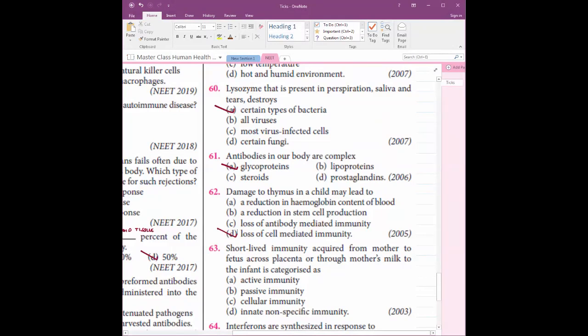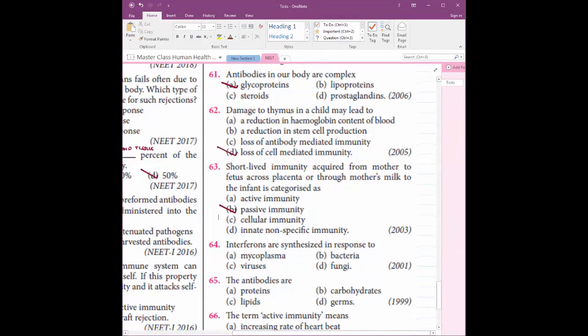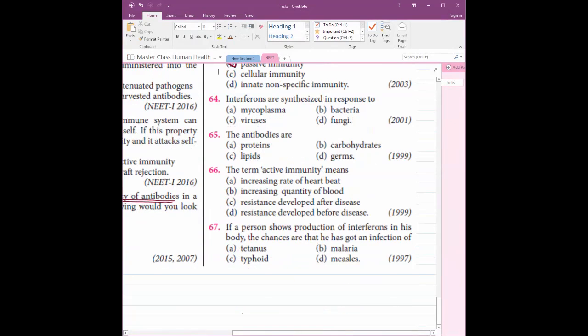Okay, short-lived immunity acquired from mother to fetus across placenta or through mother's milk to the infant is categorized as, very simple, guys. Yes, Vibha is right once again. Waiting for the others. Yes, Parnavi is right, Mukta is right. This kind of immunity is nothing but your passive immunity.